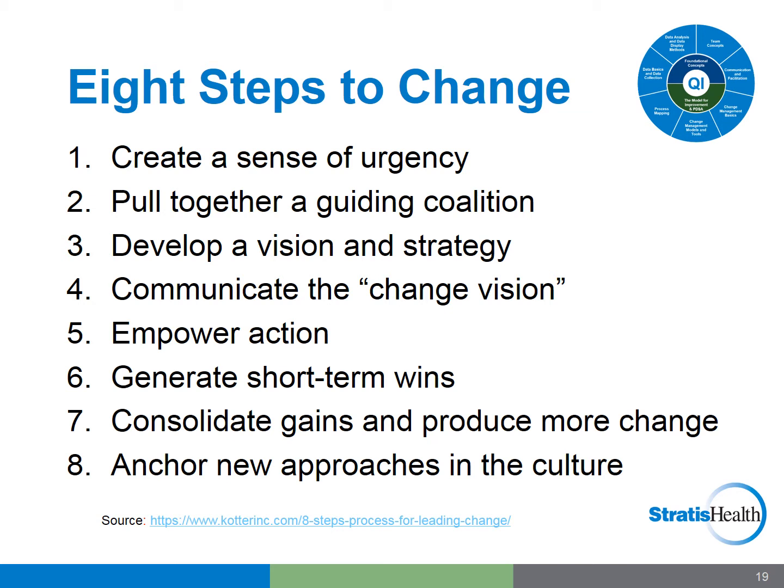6. Generate short-term wins. Short-term wins will be achieved by utilizing the QI model for improvement and doing rapid cycle tests of change with the Plan, Do, Study, Act tool. Those short-term wins will be the success the team can point to, which will generate additional support and buy-in for the next series of improvements and on the next project. 7. Consolidate gains and produce more change. Here again, the QI team will rely on multiple PDSA cycles and plans to spread those improvements as they are tested and proven successful.